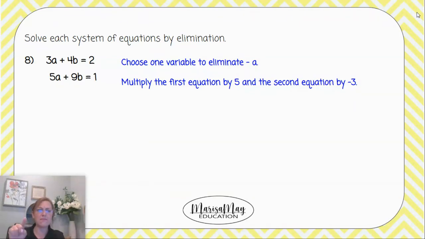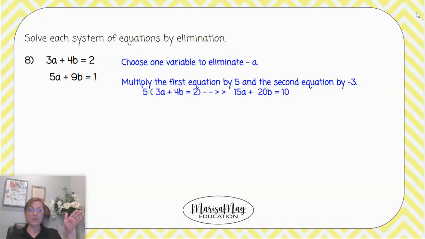So not only will I have the opposite thing that I need, let's take a look at what that looks like. When I multiply the first equation by 5, I've got to multiply every term in that equation by the 5. I get 15a plus 20b equals 10. When I multiply the second equation by -3, I get -15a plus -27b equals -3. See, now I've got that opposite coefficient that I needed.